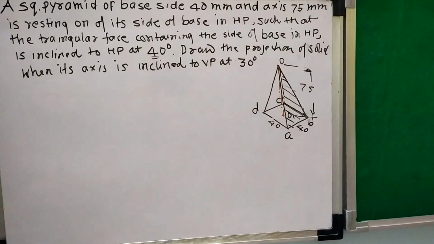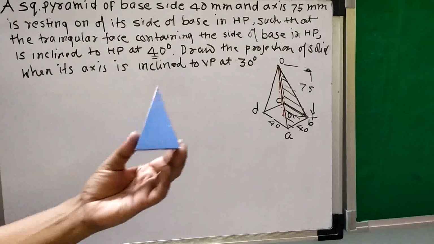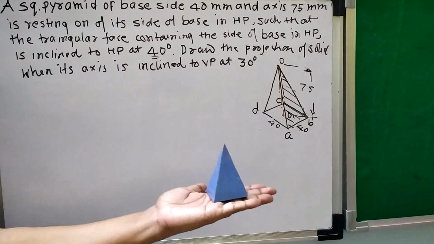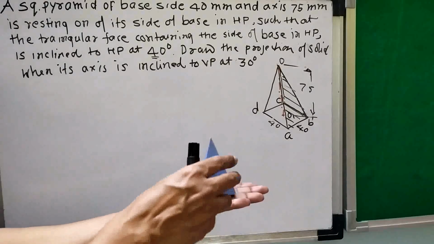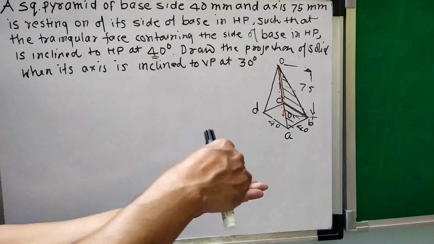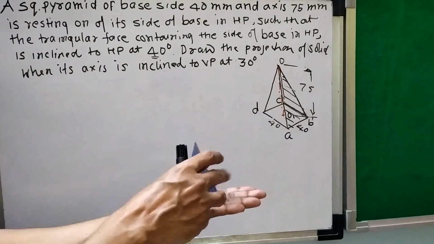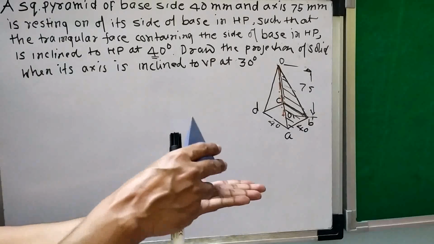Now what I will do, I will keep the solid in HP only because it is resting on the HP. In projection of planes we have already discussed that when the surface is inclined to HP, I keep the surface in the HP. Similarly here it is resting on the HP, so I will keep this square pyramid in the HP. I can keep this square pyramid in this position also, in this position also.